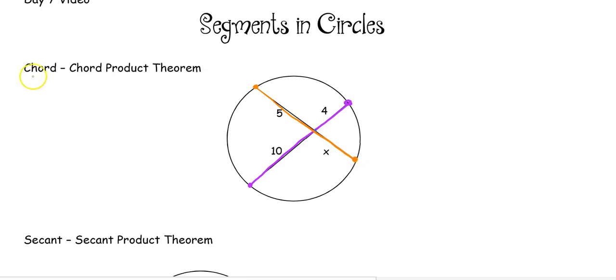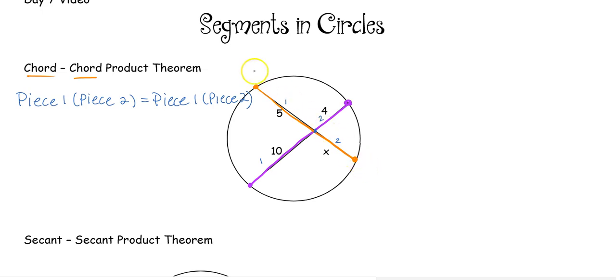So this is the chord-chord product because I have two chords in my circle. And to solve this, we see that the chords are intersecting and it's breaking each chord into two pieces. So this could be piece 1, piece 2. This is broken into piece 1, piece 2. So to solve this, we do piece 1 times piece 2 equals piece 1 times piece 2. And it doesn't matter which chord we look at first.